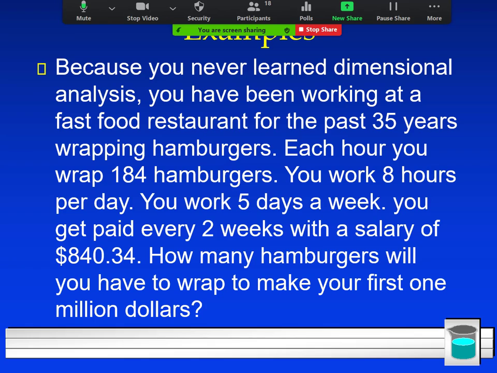So what could you use dimensional analysis for? Because you never learned dimensional analysis, you've been working at a fast food restaurant for the past 35 years wrapping hamburgers. Each hour you wrap 184 hamburgers. That's over 3 a minute. You work 8 hours a day. You work 5 days a week, get paid every 2 weeks with a salary of $840.34. How many hamburgers would you have to wrap to make your first $1 million?